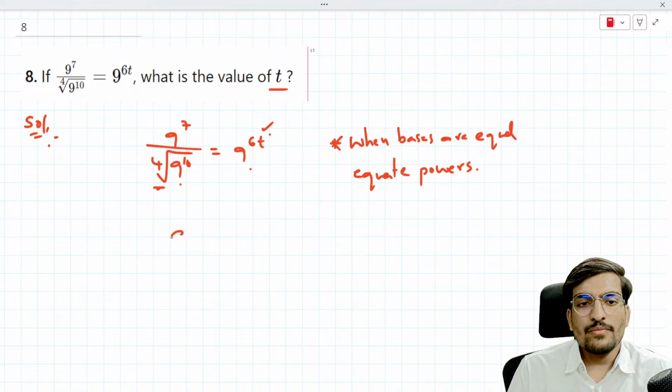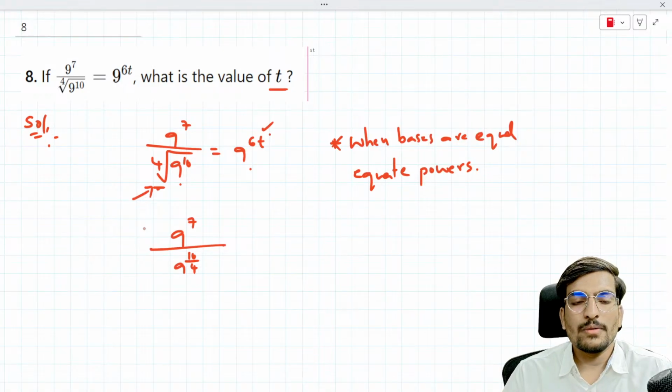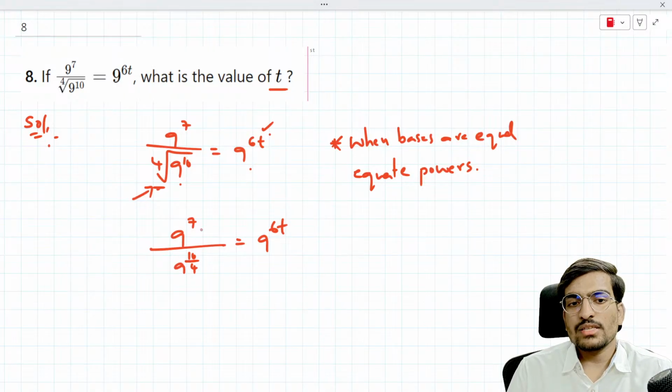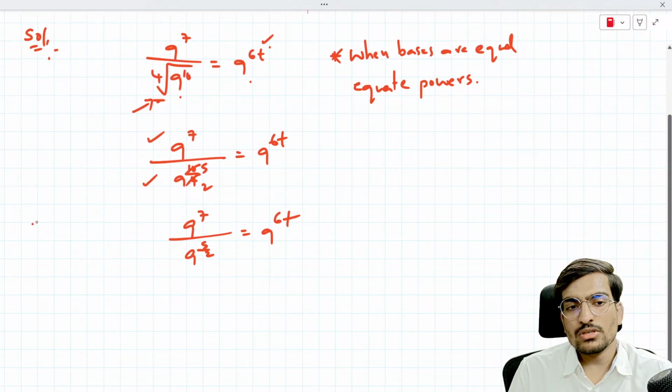So now 9 raised to the power of 7 divided by 9 raised to the power of 10 by 4 directly. This fourth root will become 10 by 4. That equals 9 raised to the power of 60. So here you can see clearly it is 9 power 7 and 9 power 10 by 4. This becomes two 2s, two 5s. So it is 9 power 7, 9 power 5 by 2. That equals 9 power 60. So I apply the quotient rule, x power m by x power n.